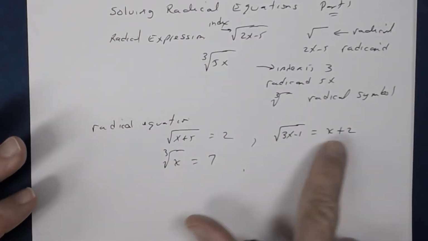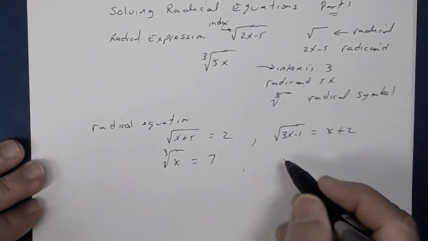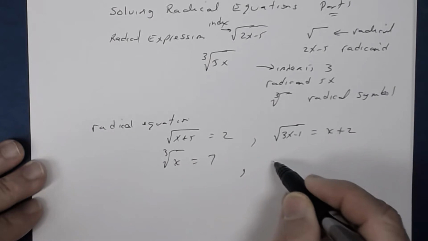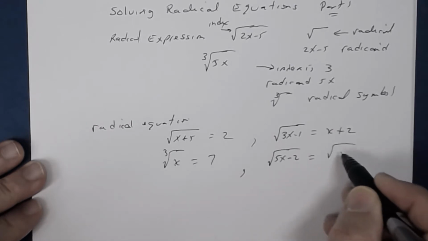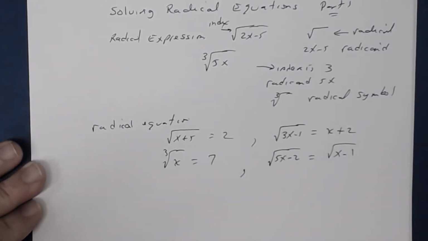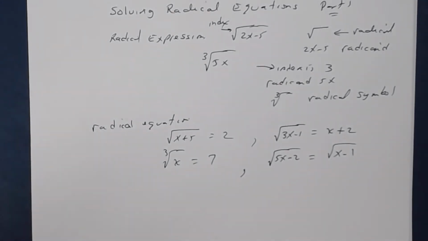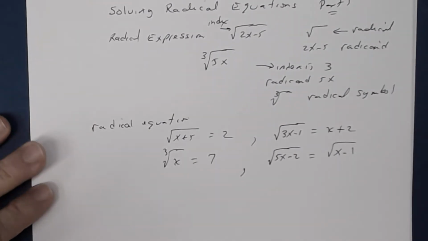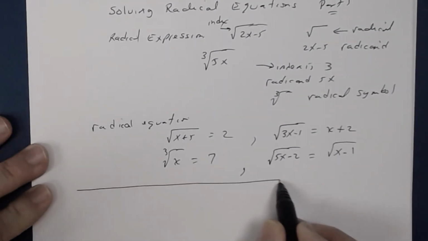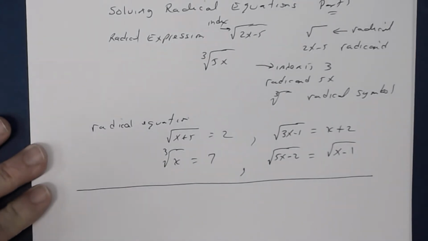All these are radical equations. You can have variables on both sides. You can even have radicals on both sides. Another example would be the square root of 5x minus 2 equals the square root of x minus 1. So I gave you 4 examples. What we want to do, though, is learn how to solve a radical equation.